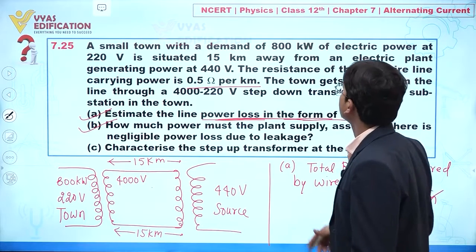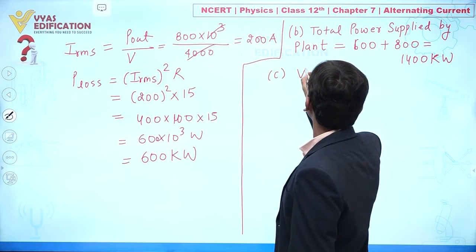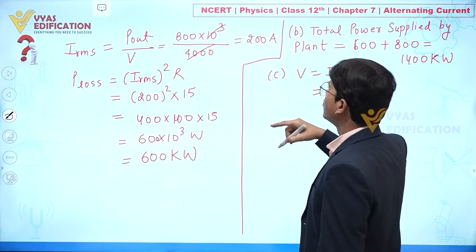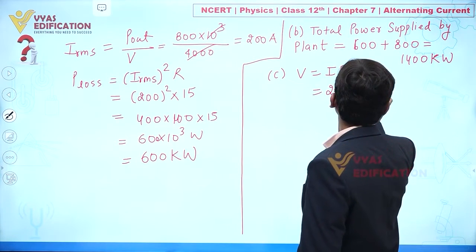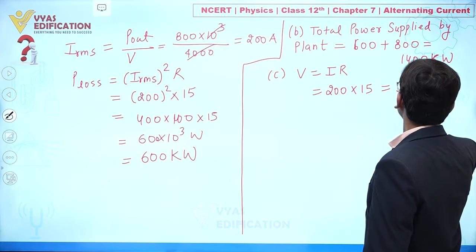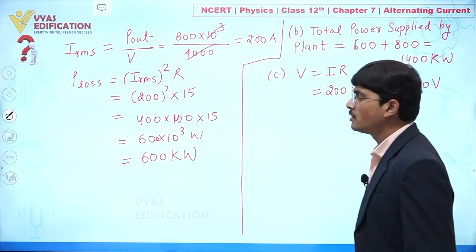Yes, we can calculate the voltage drop. This is given by IR. The value of I RMS we have is 200 ampere. The resistance is 15. So we are getting 3000 volt, clear, 3000 volt.